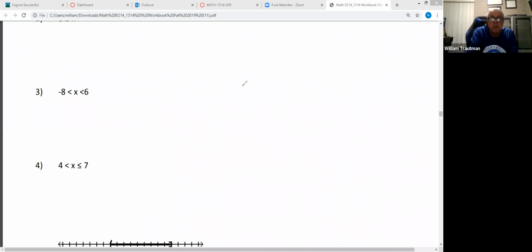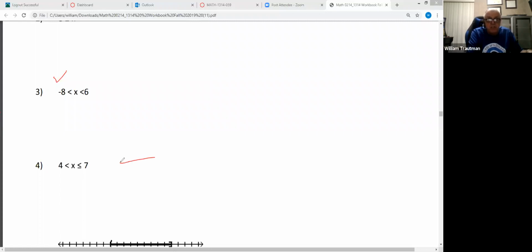Let's try to graph number 4. X is between those two numbers. By the way, when X is between those two numbers, the arrows always point to the left. The smaller number has to be on the left. If you look, the smaller number, negative, is smaller than a positive for number 3. And then here, 4 is smaller than 7. The smaller number is always to the left.